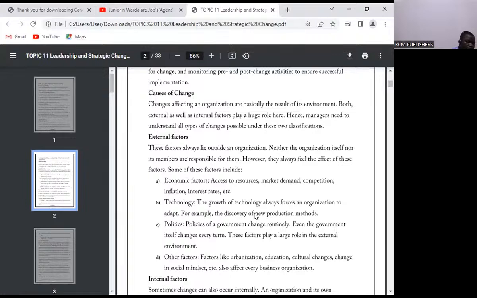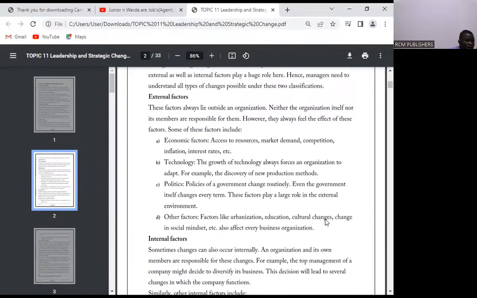Then we have politics. Policies of the government change routinely. Even the government itself changes every term. These factors play a large role in the external environment. That's very true. So politics is also an external factor, but what counts for the political environment is their policies. Every government in power comes up with a number of policies to support the business environment in the country. So those also have an influence. You must be able to adjust to meet the political demands at that given time.